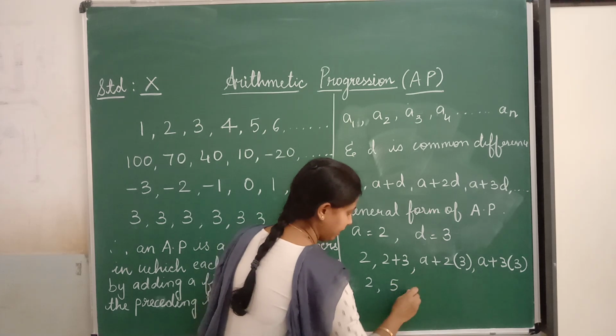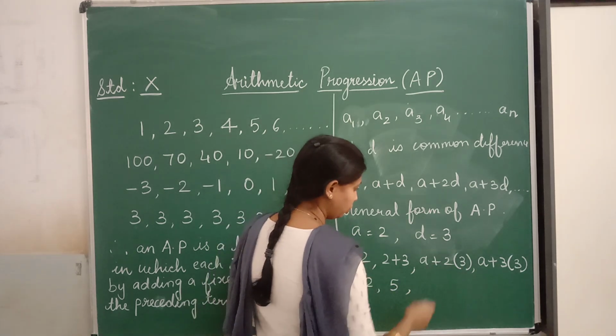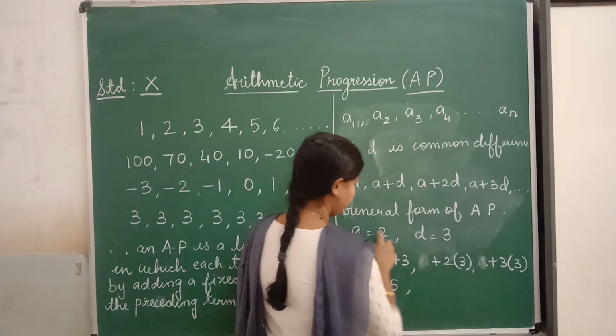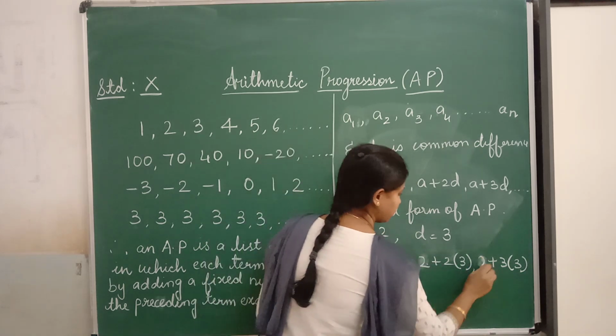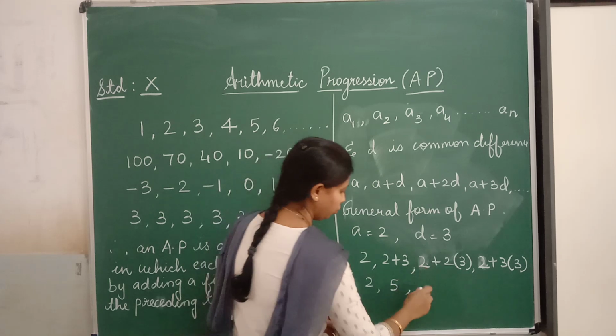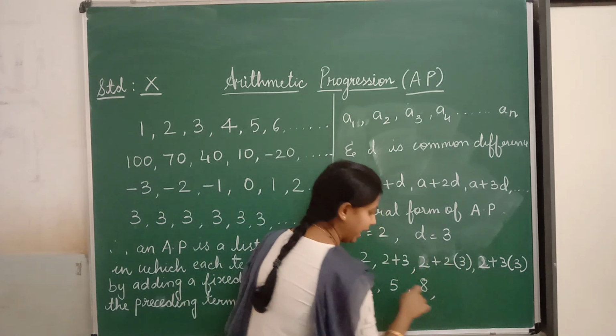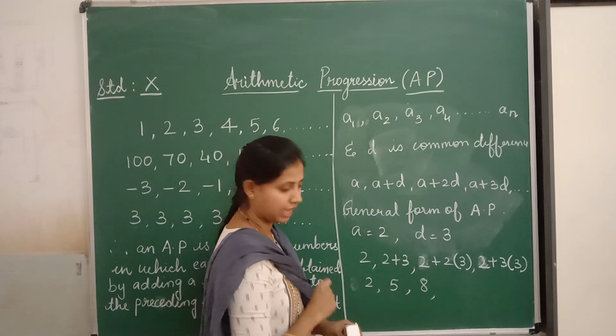Plus 3 is 5. A plus 2 into 3. So what is A? A is nothing but 2 here. Here also write 2. So 2 plus 2 into 3 is 6. And 6 plus 2 is 8. So 8 is the third term of the AP.